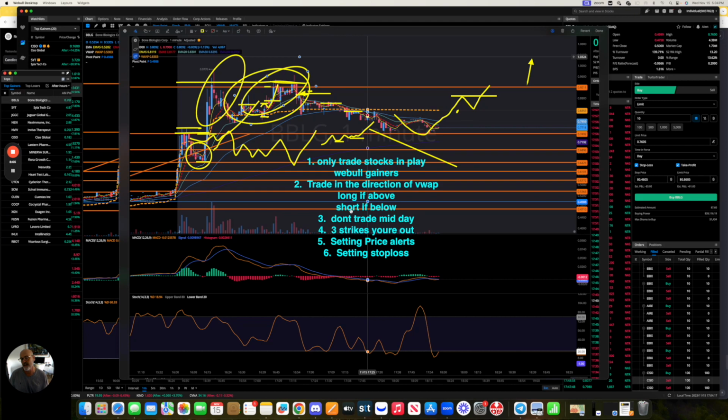And that goes back to the other rule: setting price alerts. Like I said, tomorrow, set one right around VWAP or close to these 3 tries that failed right here at this area. Right here, set an alert there. And the last one is setting stop losses. I usually set it at this Fibonacci to give myself a little more wiggle room.